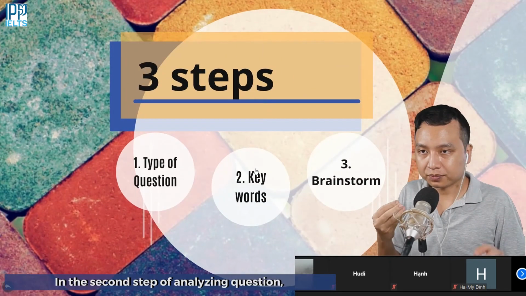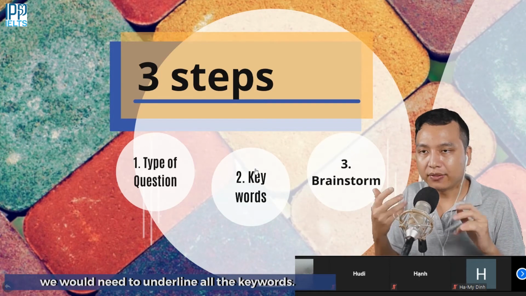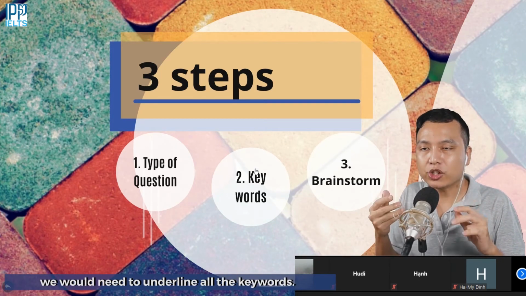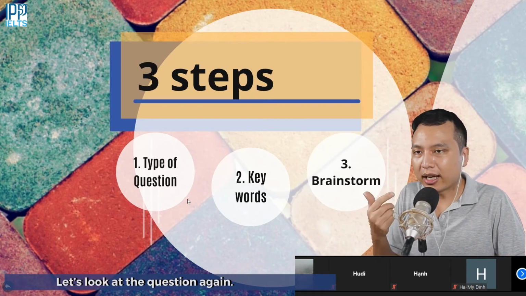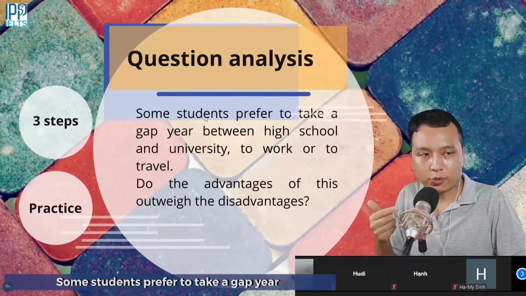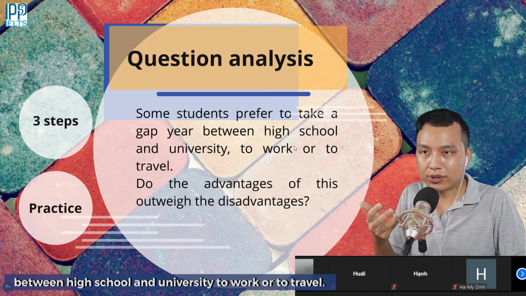Alright, so in the second step of analyzing the question, we would need to underline all the keywords. Well, that's a really essential thing to do. Let's look at the question again. Some students prefer to take a gap year between high school and university to work or to travel.